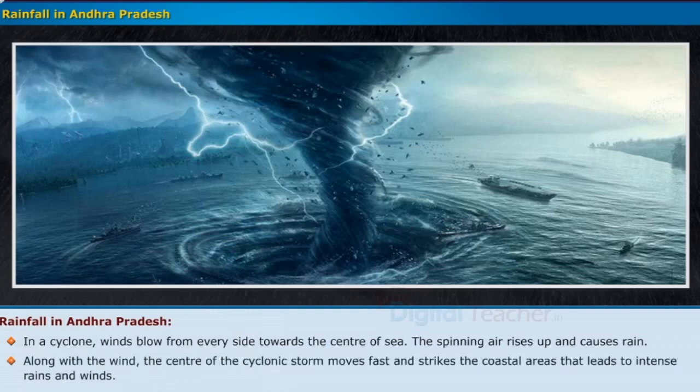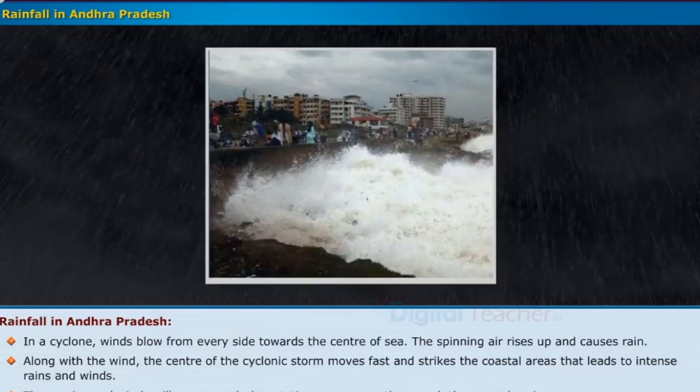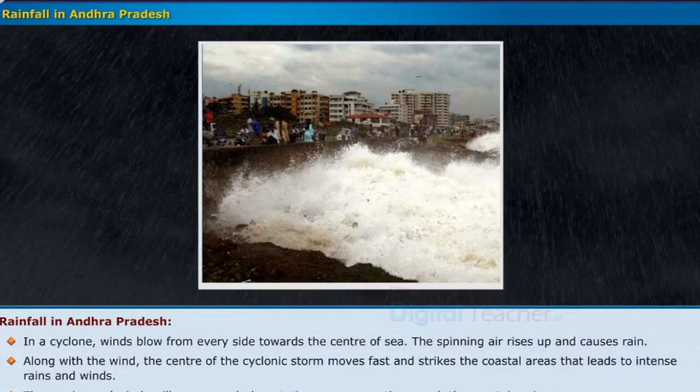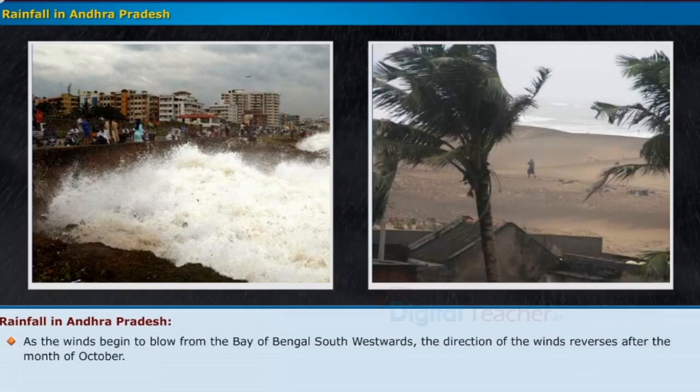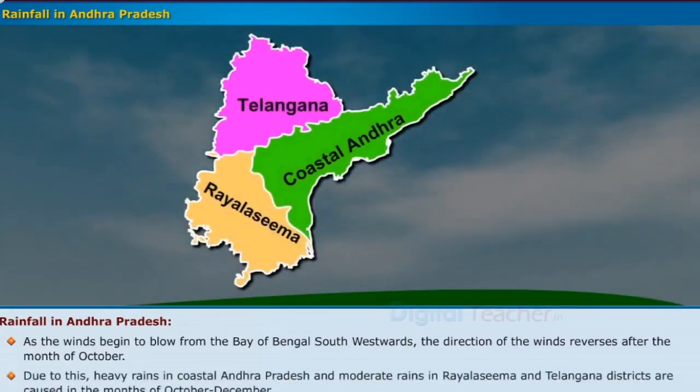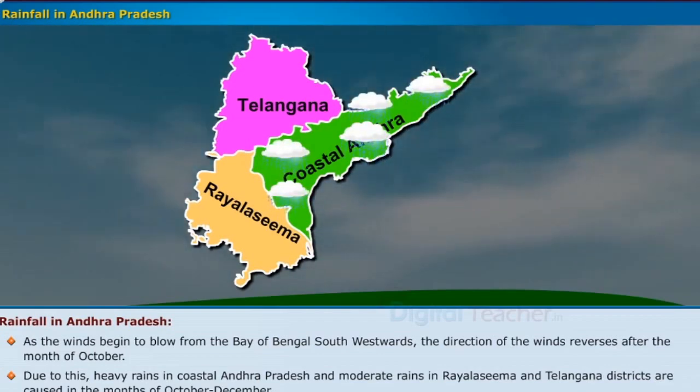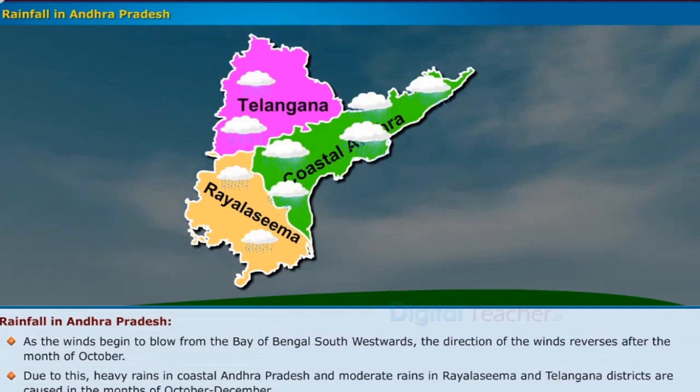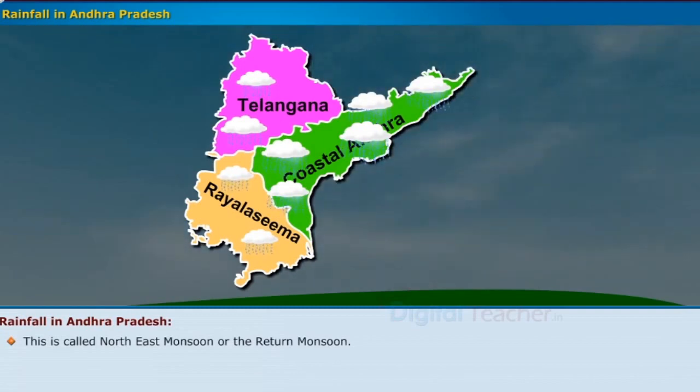Along with the wind, the center of the cyclonic storm moves fast and strikes the coastal areas, which leads to intense rains and winds. These rains and winds cause much devastation as soon as they reach the coastal regions. As the winds begin to blow from the Bay of Bengal southwestwards, the direction of winds reverses after the month of October. Due to this, heavy rains in coastal Andhra Pradesh and moderate rains in Rayalaseema and Telangana districts are caused in the months of October to December. This is called the northeast monsoon or the return monsoon.